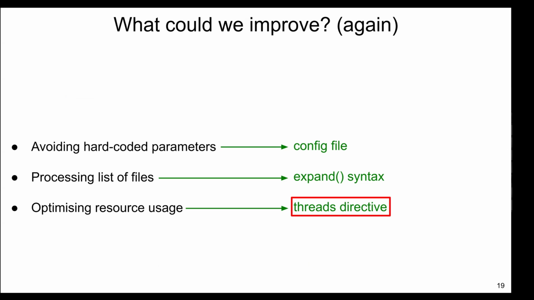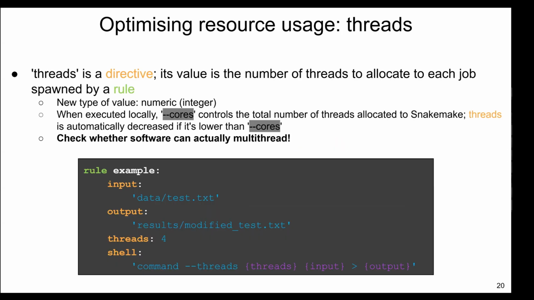And finally, a bit of resource optimization with the thread directives. So, a new directive; we already saw input, output, shell, log. That's a new one, and its value is useful to control the number of threads to allocate to each job that's created or spawned by a rule. Yes?